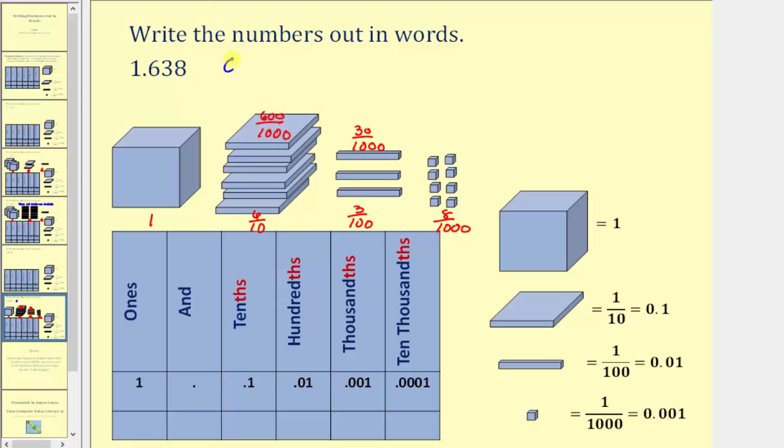So in words, we say 1 and 638 thousandths. Again, without using the base 10 blocks, we do have the number 638 to the right of the decimal point, and because the rightmost digit, the 8, is in the thousandths place value, we say 1 and 638 thousandths. Okay, I hope you found this helpful.